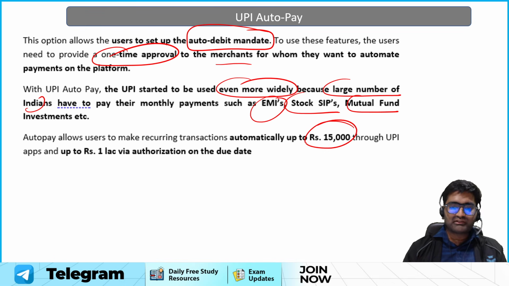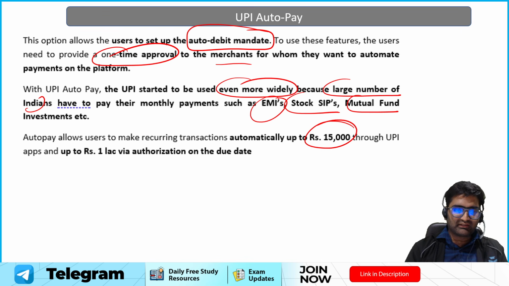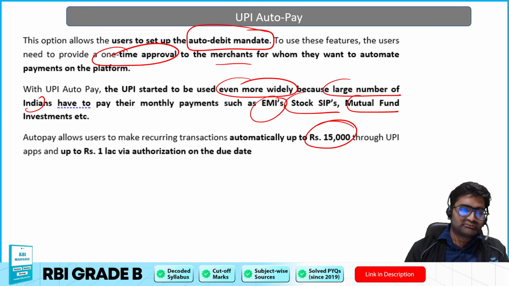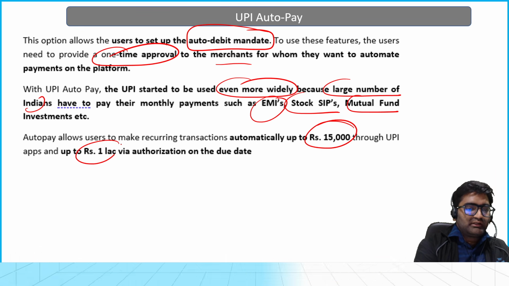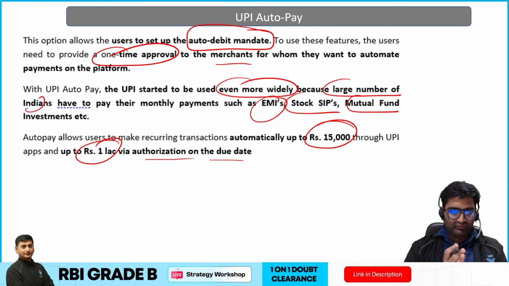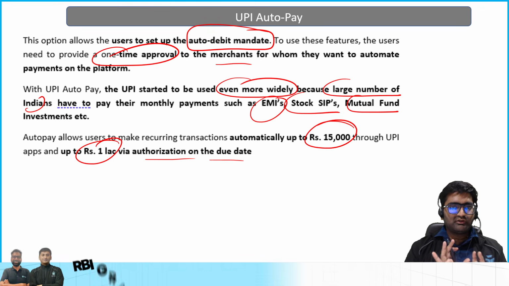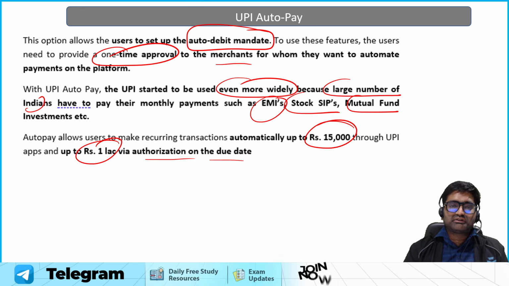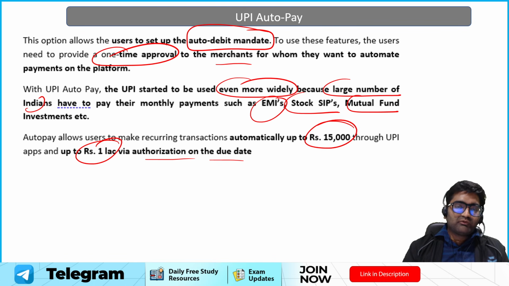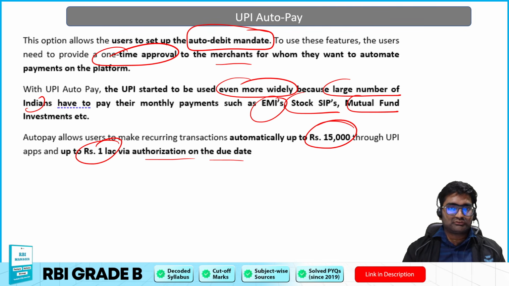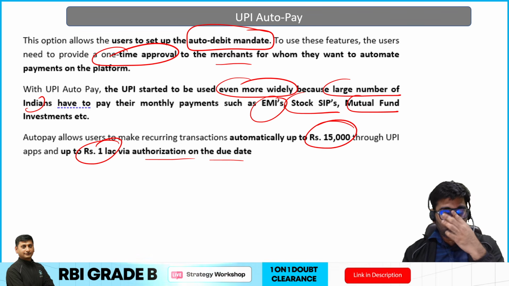Automatically, up to 15,000 is what you can do for recurring transactions. Users can allow this and give the standing instruction in the UPI apps, while up to 1 lakh is via authorization on the due date. Okay, on a particular due date you can authorize. For auto debit, 15,000 you can fix and you don't even need to authorize. That will be cut directly from your account once you have given the confirmation. But let's say you have given a due date and you want to pay up to 1 lakh rupees. Then on that due date, you will have to authorize: okay, today this amount is to be cut. You will authorize, then that amount will be cut. So it is like a reminder, asking you that the amount will be cut. I hope that is clear.